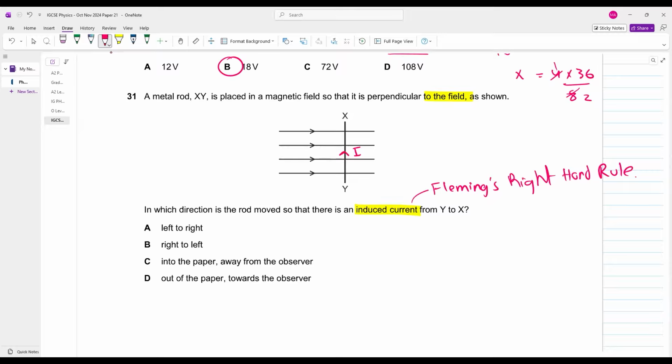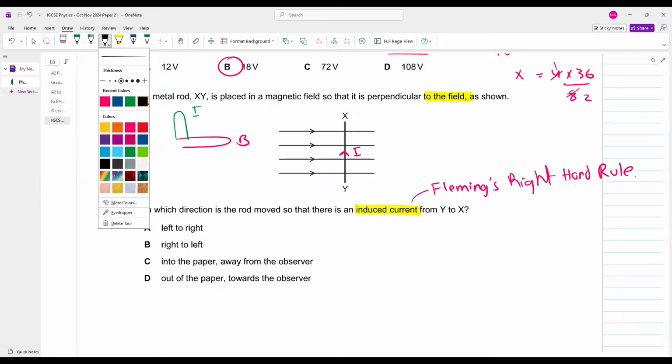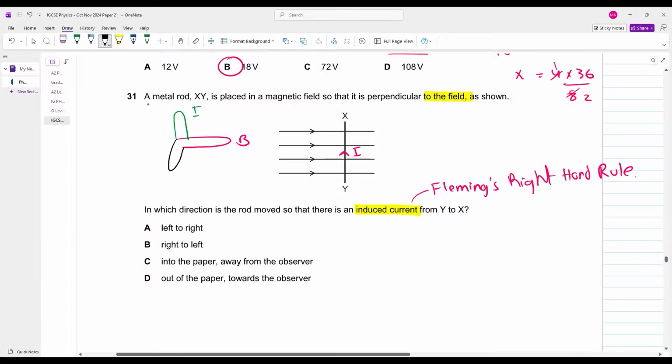Apply Fleming's right hand rule, magnetic field like this, current going upward like this. Where will your force come out to be? Force will come out to be out of the paper. Your thumb points out of the paper. Thumb कहाँ point कर रहा है? Out of the paper. D is your answer.